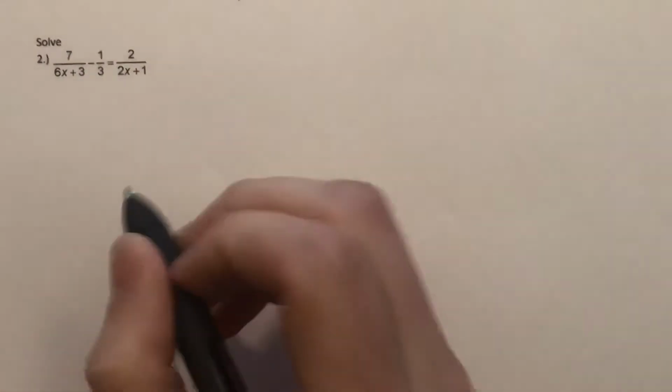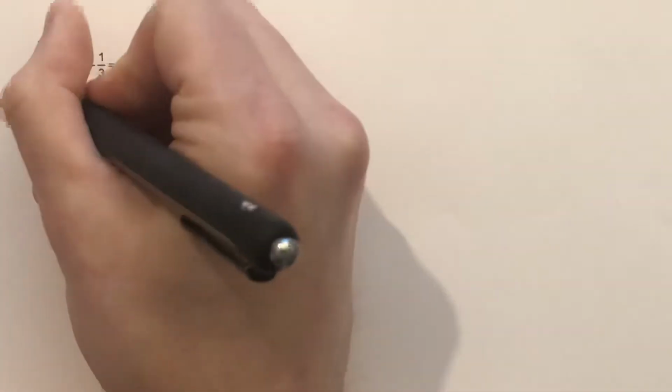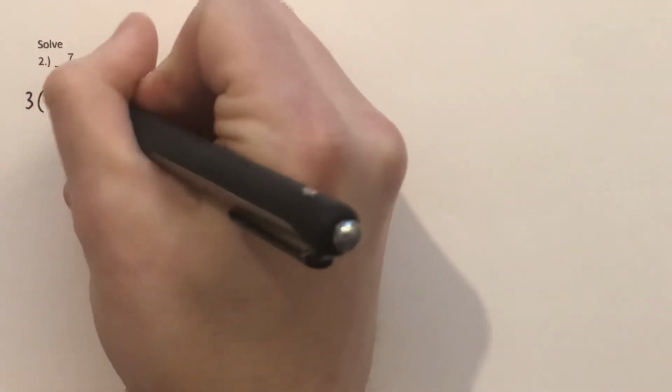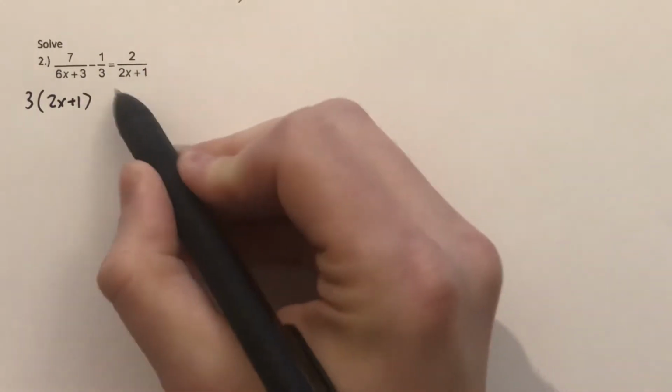All right, number 2. Starting off with that step of factoring if possible. Well, this set of terms has a 3 as a GCF, so I'll factor that out, leaving me 2x plus 1. That does not factor at all.